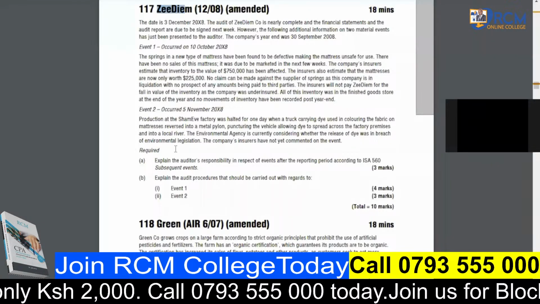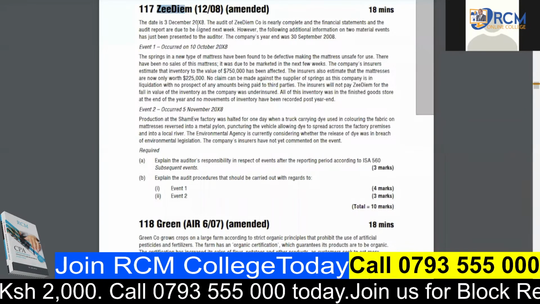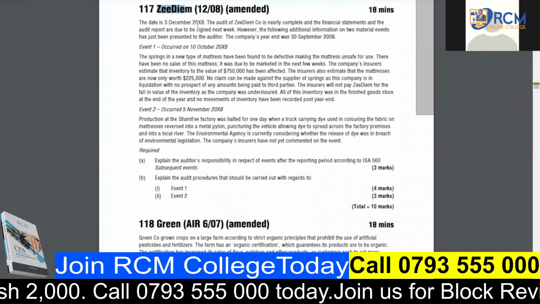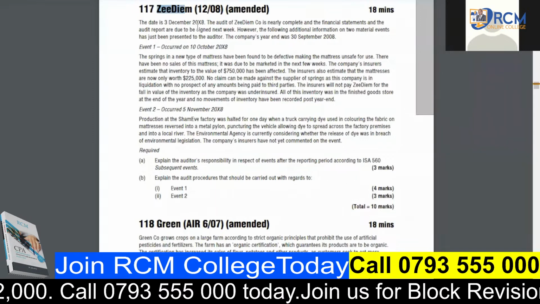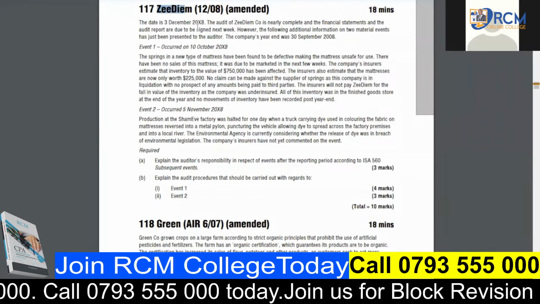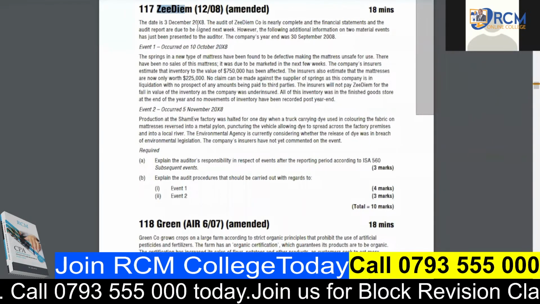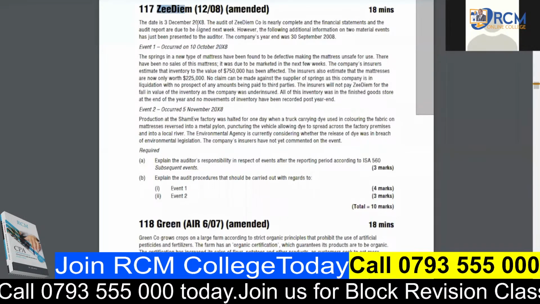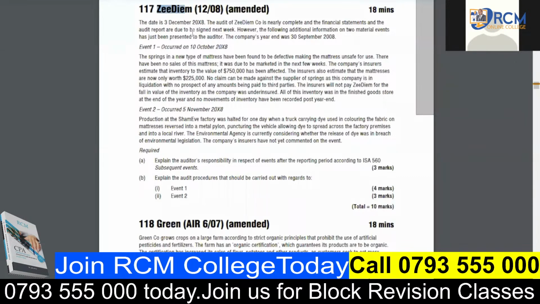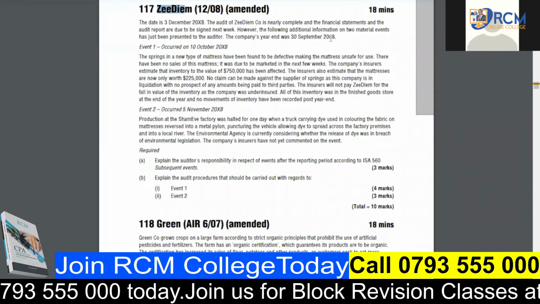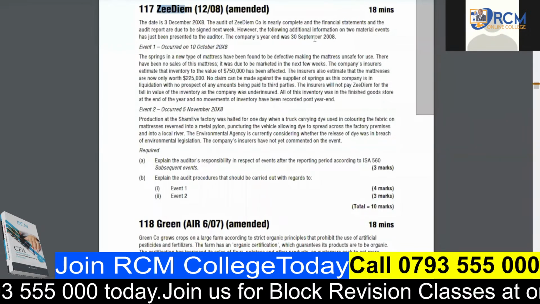So we are told here, the date is 3rd December 2018. The audit of ZDM company is nearly complete, and the financial statements and the audit report are due to be signed out next week. However, the following additional information on the two material events has just been presented to the auditor. The company's year end was 30th September 08. Event number 1 occurred on 10th October. Are you able to see that 10th October 08 is coming after September? It's coming after our year end.